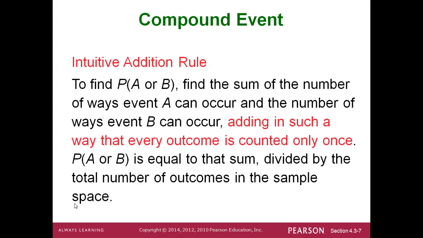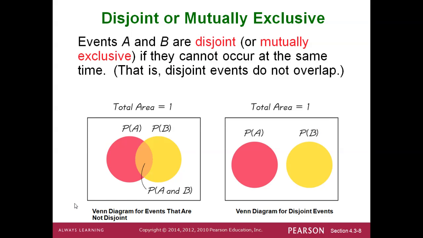The intuitive addition rule says to find the probability of A or B, find the sum of the number of ways that A can occur and the number of ways B can occur, adding in such a way that it's only counted once. That sum is divided by the total number of outcomes in the sample space. That's the intuitive addition rule. That's one of those where you don't have as many numbers to calculate with, so you're thinking, okay, this is the only way this can happen, this is the only way that can happen, let's put them together, and there's no overlap where they could have happened together. We'll see here.